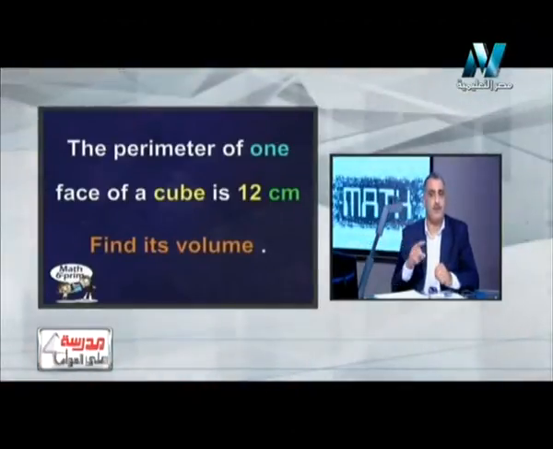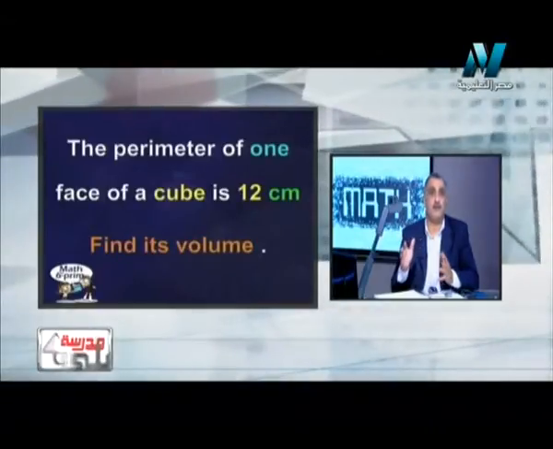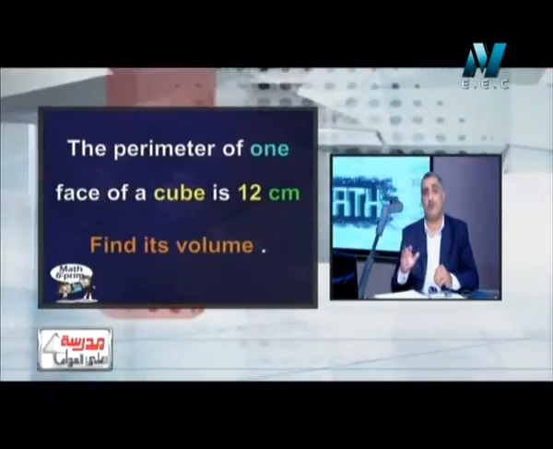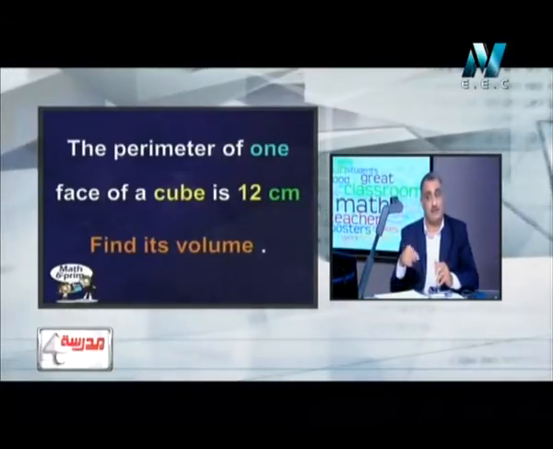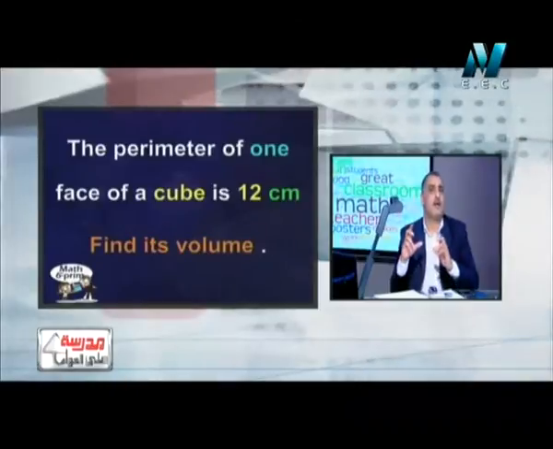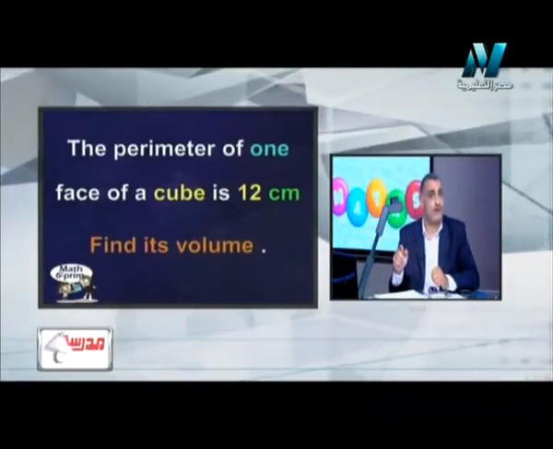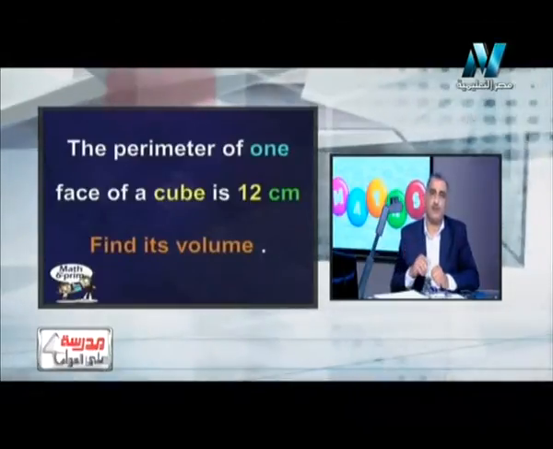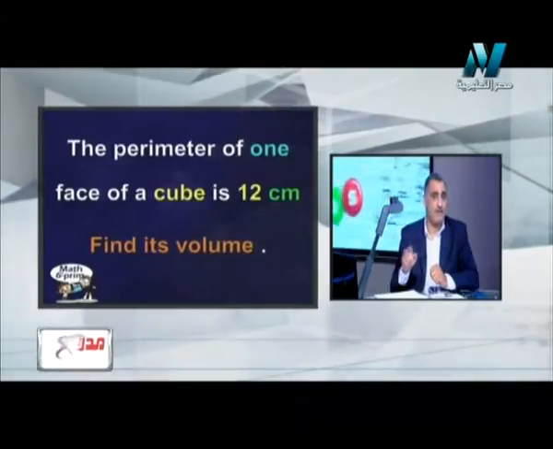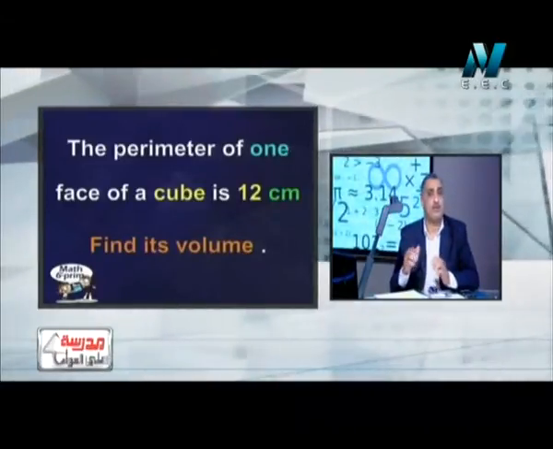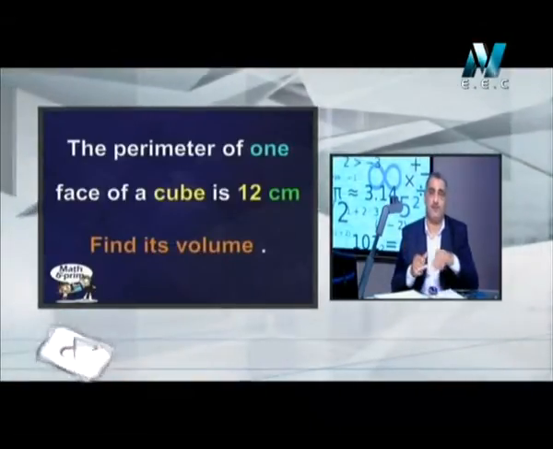He gives me the perimeter of one face and asks about the volume. How can we find the volume? We can't find the volume without the edge length of a cube. How can we deduce the edge length? From the perimeter of one face. The face of a cube is a square, and the perimeter of a square equals side by 4. We have the perimeter of a square, so it's easy to get the edge length: perimeter divided by 4.